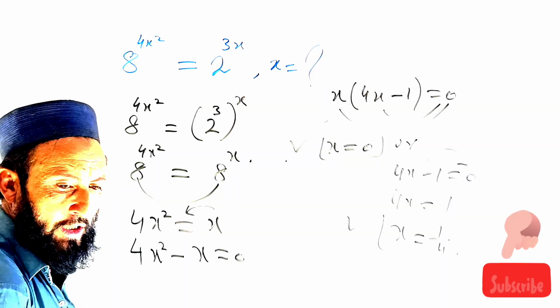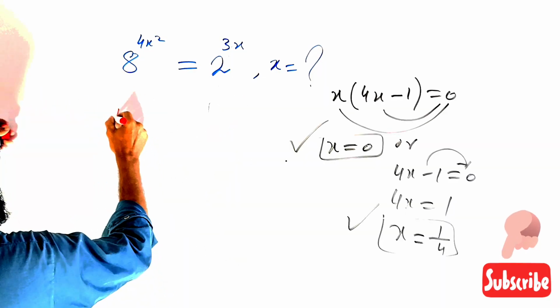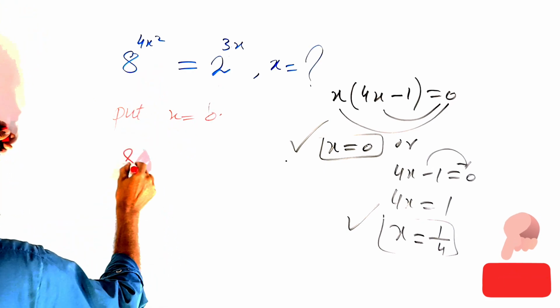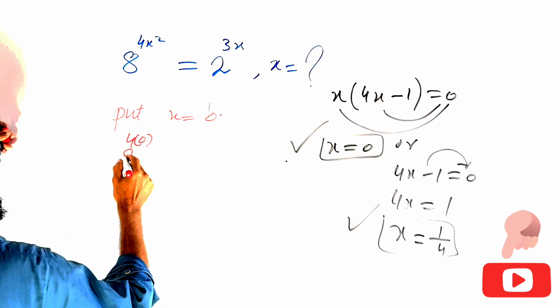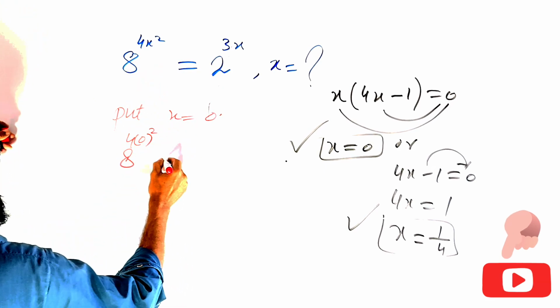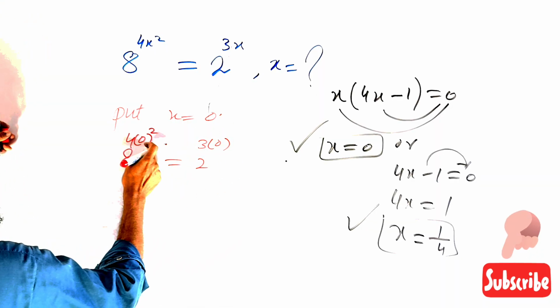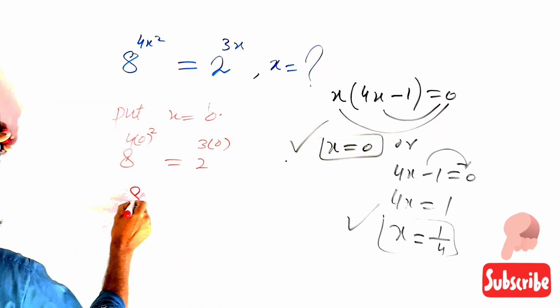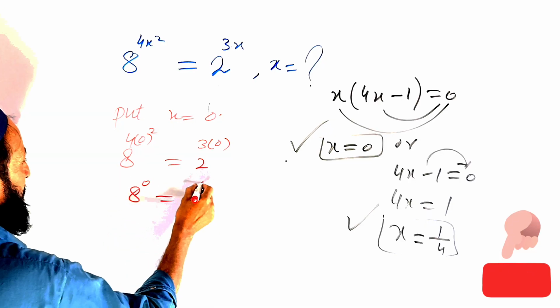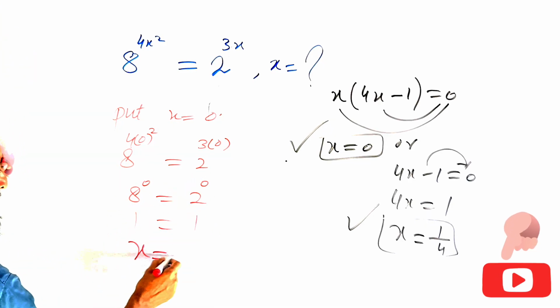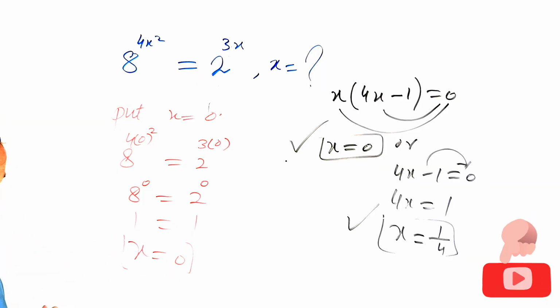If we want to check our verification, I put x is equal to 0. Now 8 exponent of 4 into 0 square is equal to 2 exponent of 0. 0 square will be 0, and 2 exponent of 0 is equal to 1. So 1 is equal to 1. Yes, x is equal to 0 is our solution.